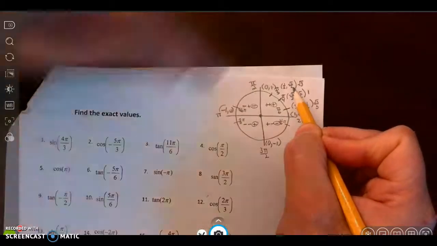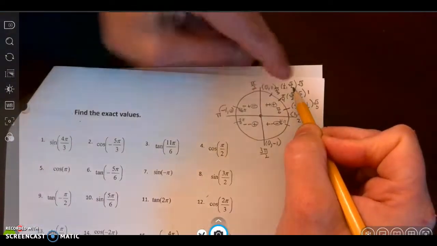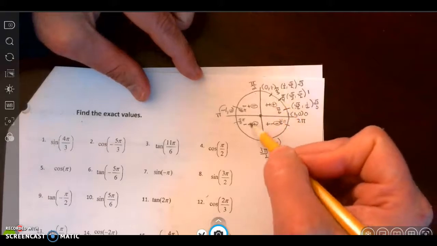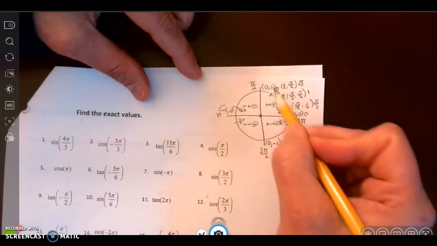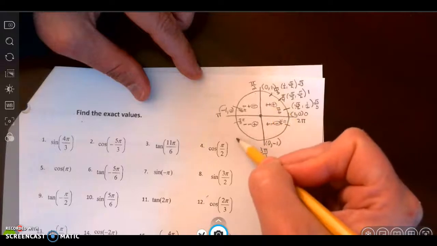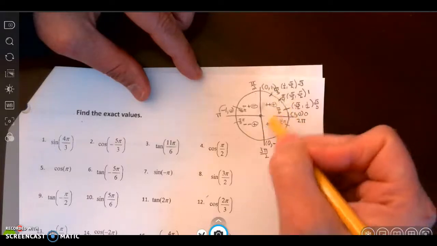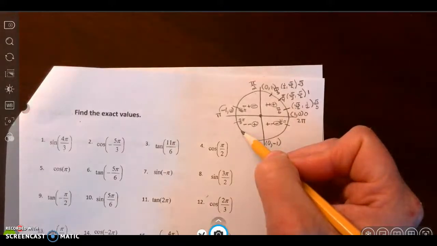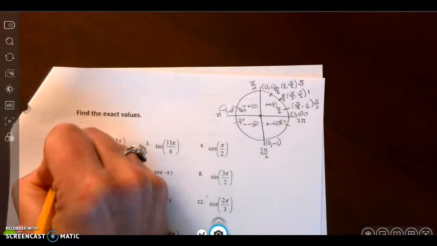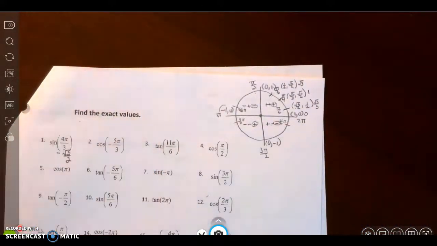Well, this is 1 pi over 3. So directly across from it down here would be 4 pi over 3. Remember, you add numerator and denominator when you go diagonal, because you're adding a pi. So this is 4 pi over 3. So it's going to be in this quadrant, so it's going to be negative. So it's negative the square root of 3 over 2.